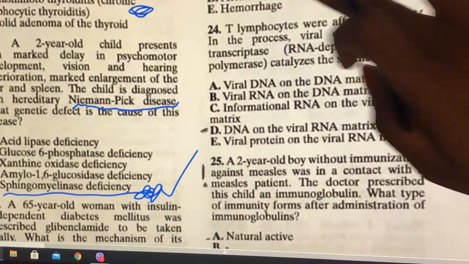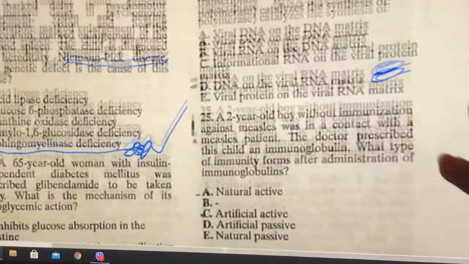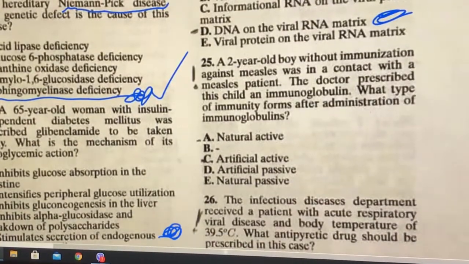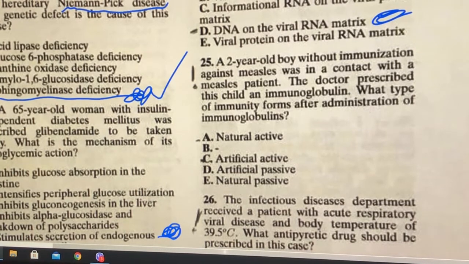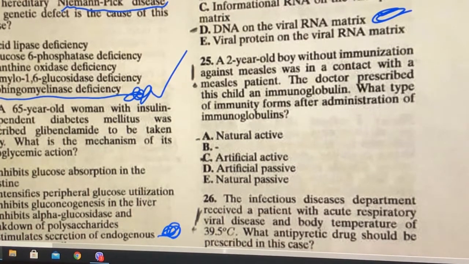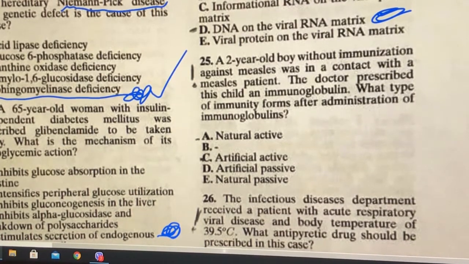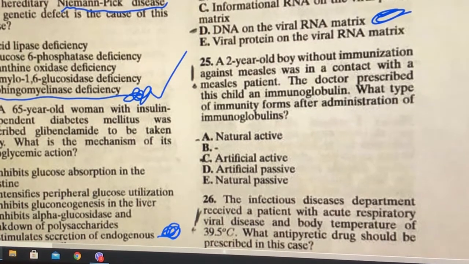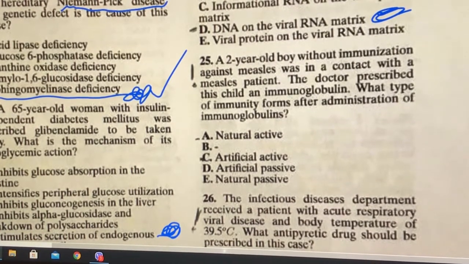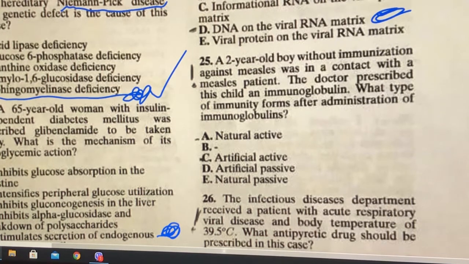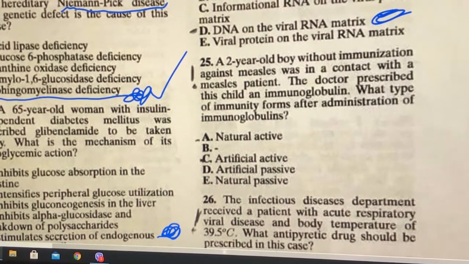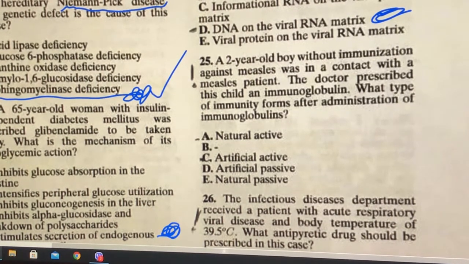D. Question number 25. A 2-year-old boy without immunization against measles was in contact with a measles patient. The doctor prescribed this child an immunoglobulin. What type of immunity forms after administration of immunoglobulin? The boy is 2 years old. Okay.